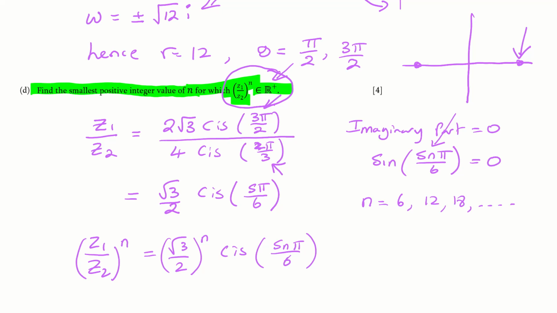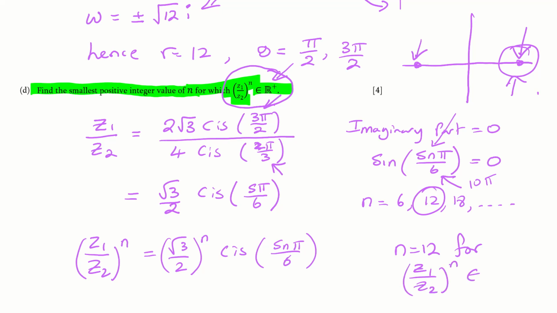So we're only interested in here. If n equals 6, that's 5 pi, which would put us on this side. So the smallest one that's going to put us on this side is when n is 12, which would give us 10 pi, which is over here. So it's going to be n equals 12 for (z1 over z2) to the n to belong to the positive reals.